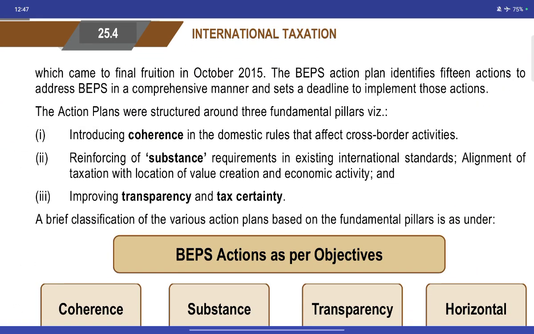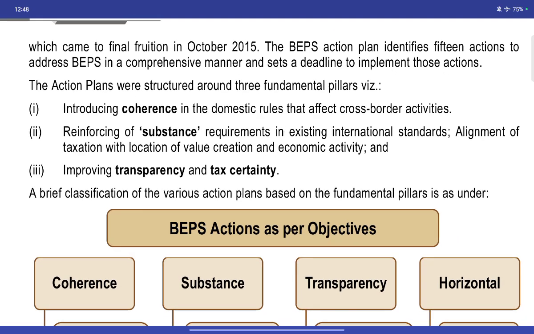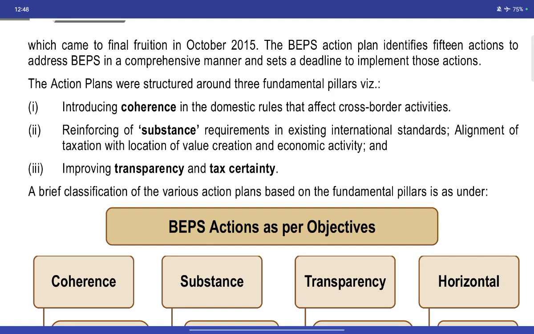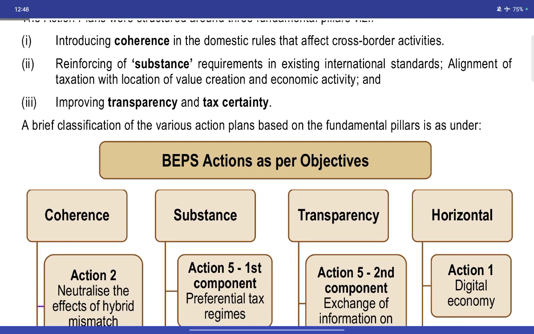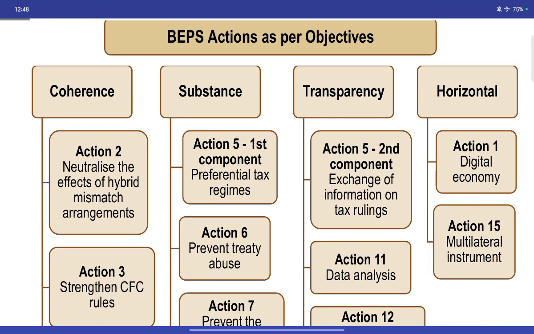With the final outcome in October 2015, the BEPS action plan identified 15 actions to be addressed in a comprehensive manner, setting deadlines to implement these actions. The action plans are structured along three fundamental pillars: introducing coherence of domestic rules that affect cross-border activities, reinforcing substance requirements in existing international standards to align taxation with the location of value creating economic activities, and improving transparency and tax certainty. Here is a brief classification of the various action plans based on the fundamental pillars: BEPS action, objective, coherence, substance, transparency, horizontal.